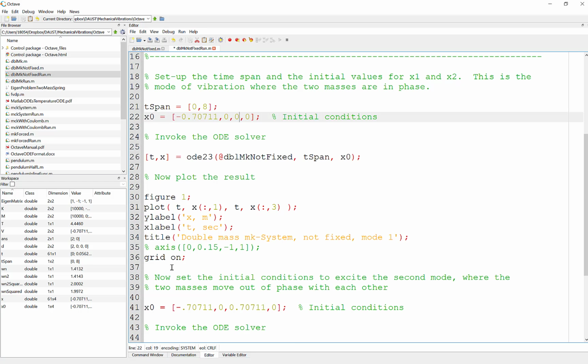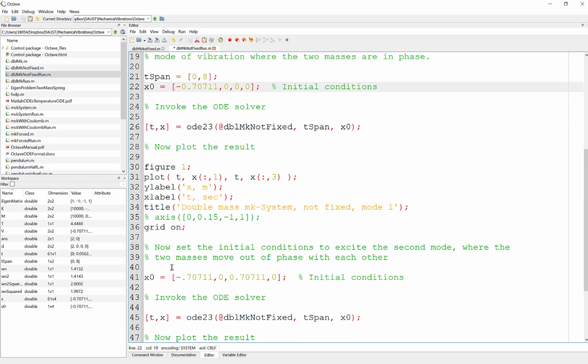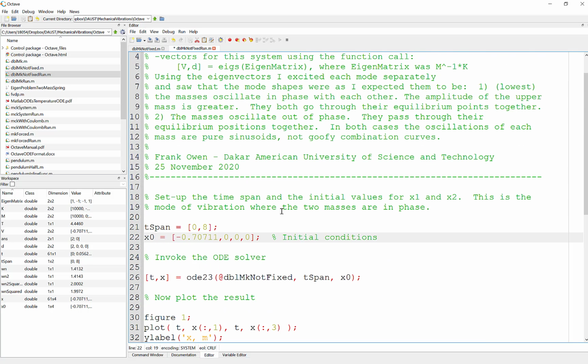I could comment all this other stuff out if I wanted to. I've forgotten how to do a gang comment where I can comment out the whole thing. Well, we'll just run it and ignore figure 2, because it's going to give us the result that it gave us before. But what we should see in figure 1 is some movement, and it's going to be really sloppy movement because we're exciting both modes. So let's take a look at that.